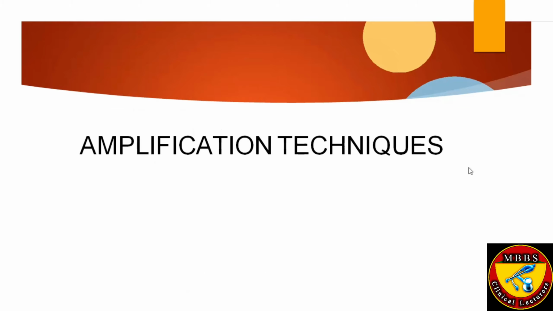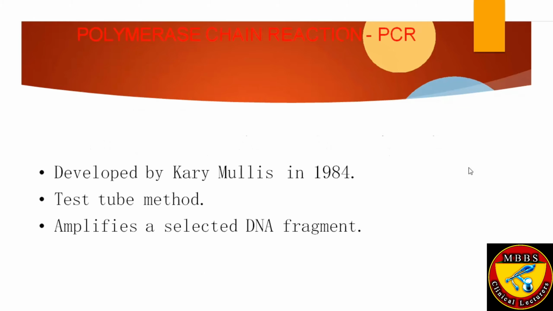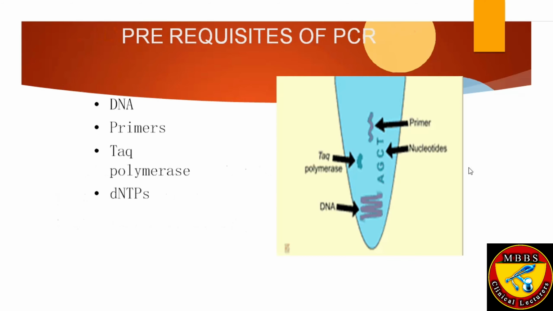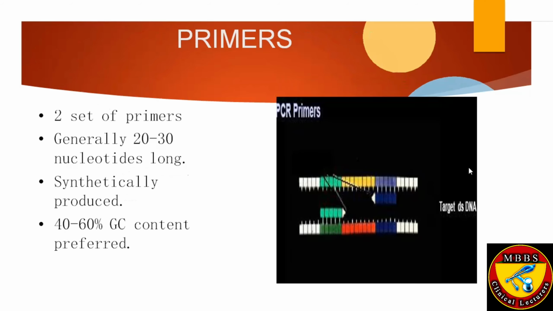Coming to the amplification technique, the polymerase chain reaction was developed by Kary Mullis in 1984. This test tube method amplifies a selected DNA fragment, which we want to amplify. For that we need DNA primers and Taq polymerase enzyme. Two sets of primers, generally 20 to 30 nucleotides long, synthetically produced, with 46 percent GC content preferred.